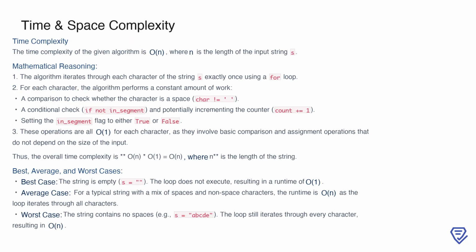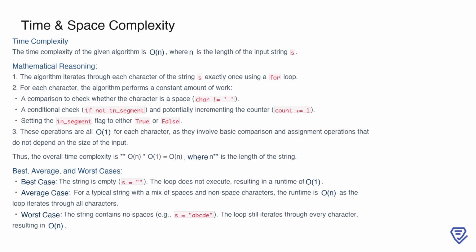The time complexity of this algorithm is O(n), where n represents the length of the input string. Let's break this down mathematically. The algorithm uses a single for loop that iterates through each character in the string exactly once. For every character, the operations performed are constant time operations: checking whether the character is a space, evaluating a condition to determine whether we're entering a new segment, possibly incrementing the counter, and updating the in_segment flag. Each of these operations is O(1), meaning their runtime does not depend on the size of the input.